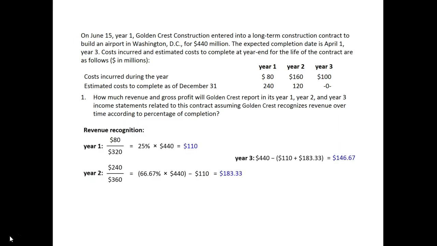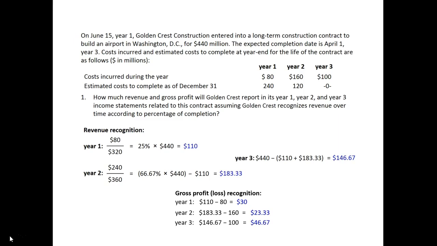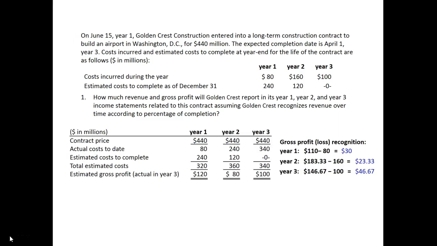So we've got our revenue that is recognized. How do we then calculate gross profit? Well, the cost actually incurred. In year 1, it's $30 million, the 110 minus the 80. In year 2, it's the 183 minus the 160. And then in year 3, it's the 146.67 minus the 100 million, I should say, in costs of 46.67.